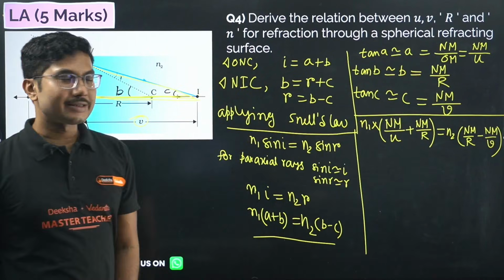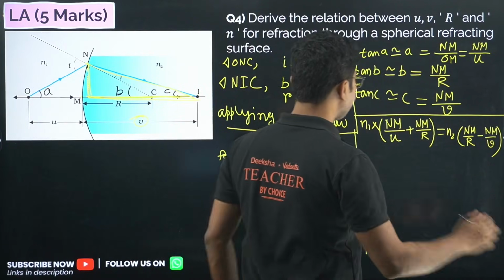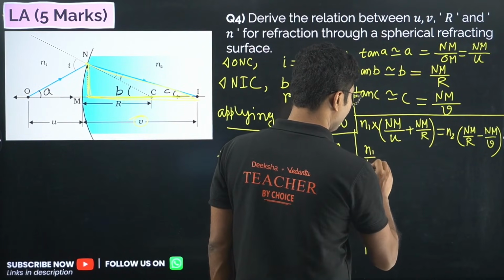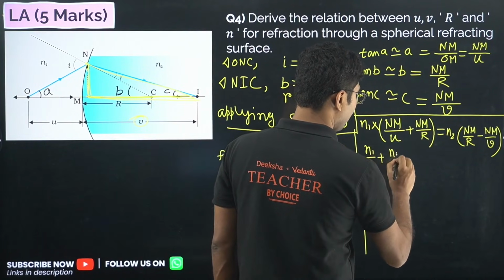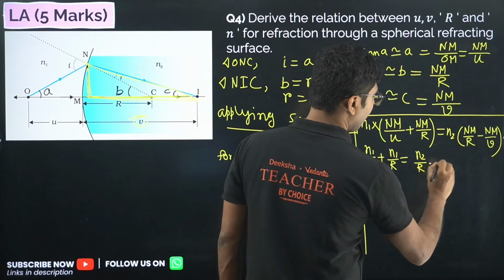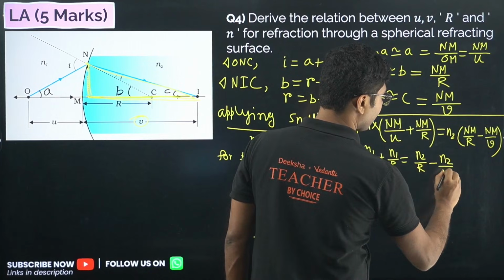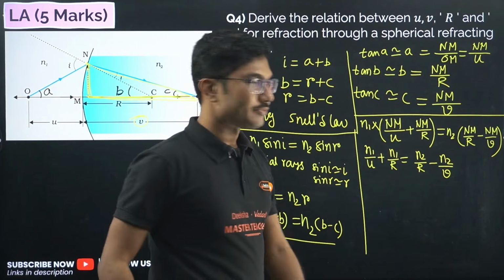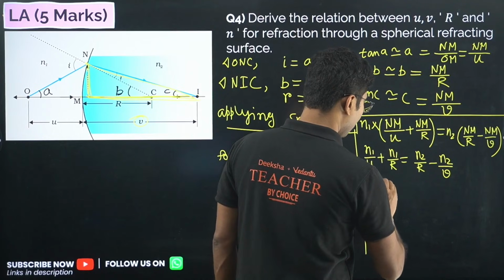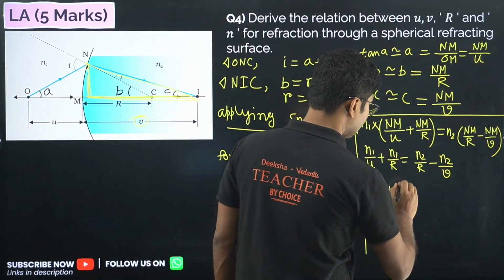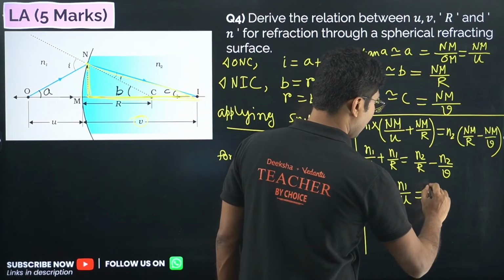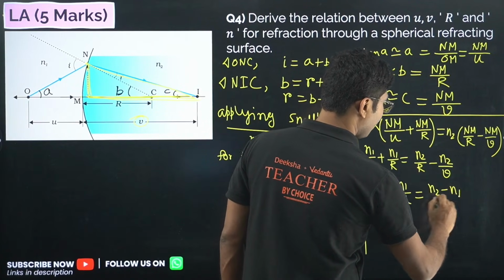Okay, and as you can see, NM is common in all the terms, so we just need to take them out and cancel it. So we get N1 by U plus N1 by R equals N2 by R minus N2 by V. So let's take all the R related terms on the same side, and U and V related terms on the other side. We get N2 by V plus N1 by U equals (N2 minus N1) by R.